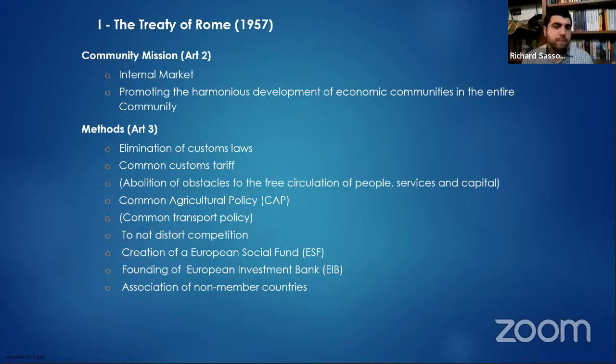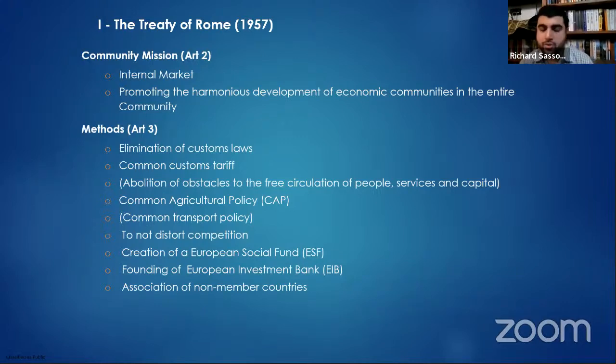And the way that they would do it is by removing customs laws and tariffs and trying to prevent competition distortions, trying to create a European Investment Bank, which is the forerunner of the European Central Bank that exists under the EU. And that was designed to try and homogenize to a certain extent the various floating currencies in the European Union, and to bring non-member countries into association with the members of the union, which is actually a very new idea.